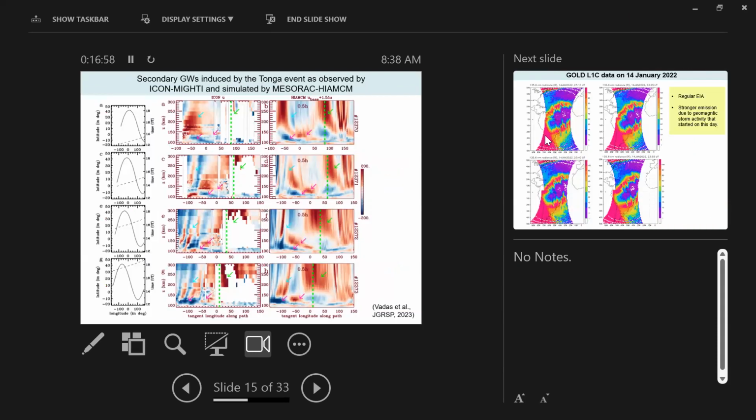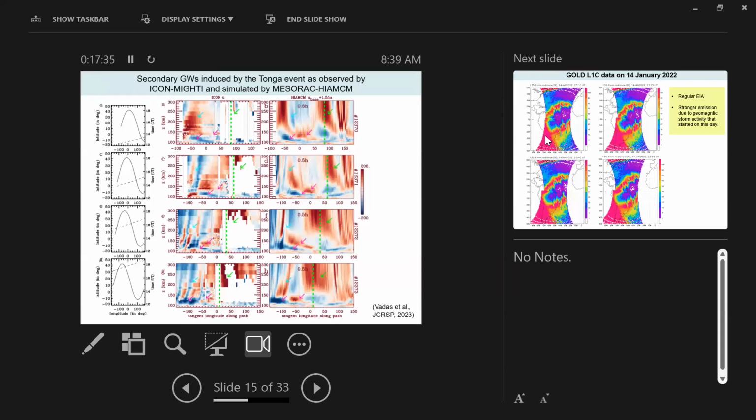This is a comparison of the simulated zonal wind perturbations from the Mesosphere HIMCM with measurements from ICON, and these are here 4 orbits of the ICON, and you see here how the wave phases from the Tonga secondary waves arrive in the ICON measurements. And the estimated phase speeds of these wave perturbations go up to 700 meters per second in the thermosphere. And here is the corresponding simulation of the zonal wind perturbations from the HIMCM.